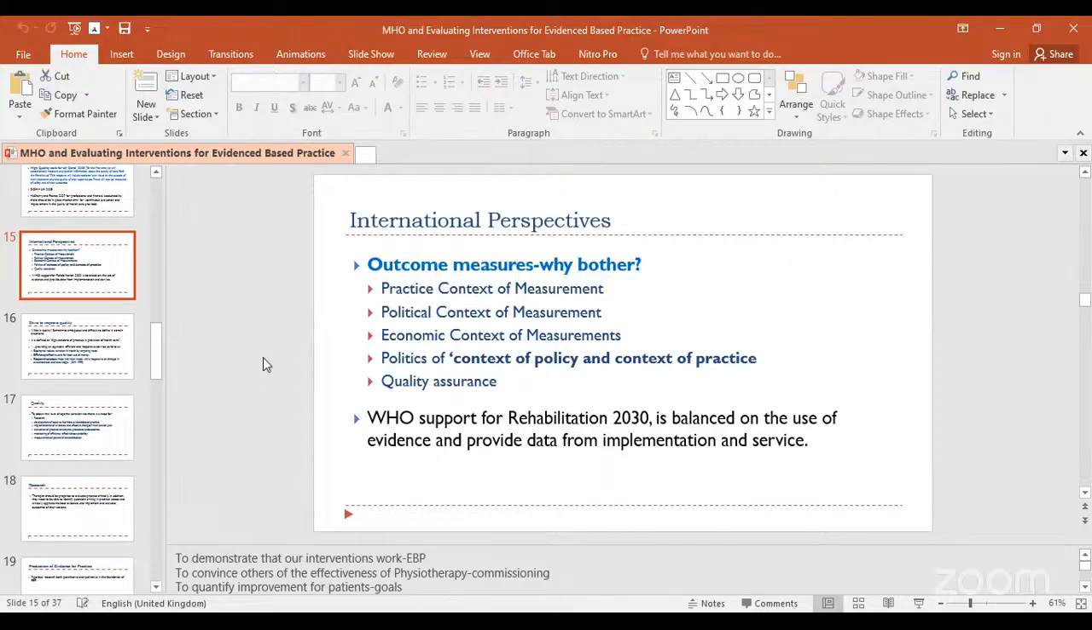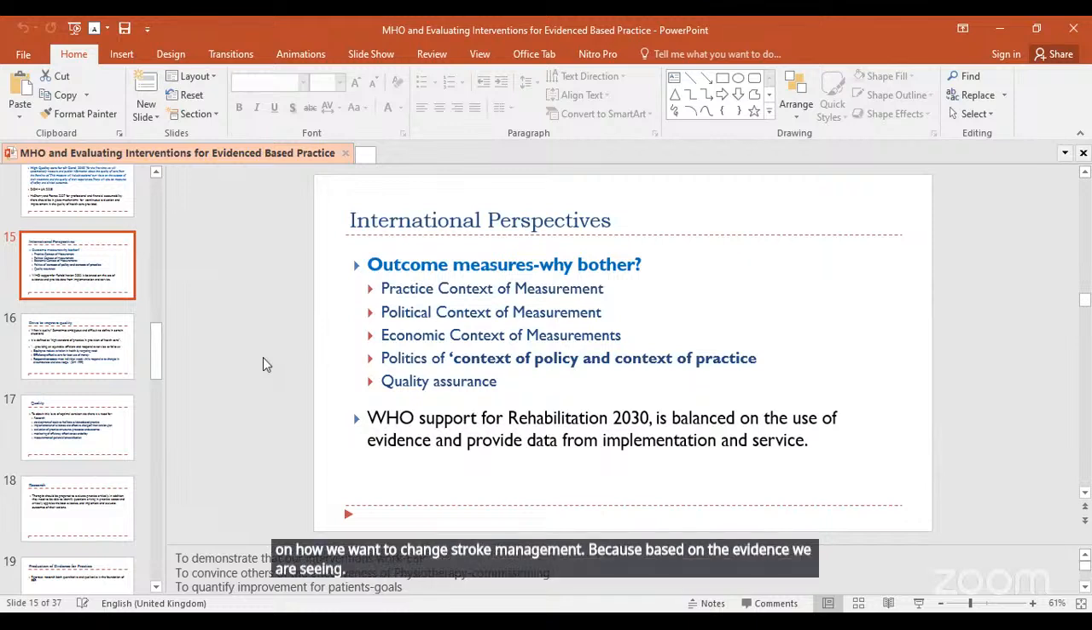So, outcome measures, why bother? I'm now answering Ayodele's question. We use the outcome measure for practice contexts, our home practice contexts, to improve our practice. We use the outcome measure for political contexts. If we use an outcome measure to measure stroke and all that, and we see some pattern in the stroke, we can write to the management on how we want to change stroke management, because based on the evidence we are seeing, based on facts.